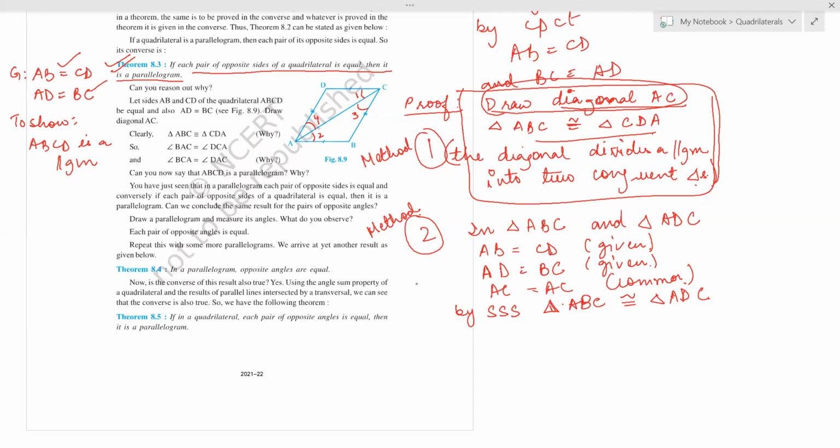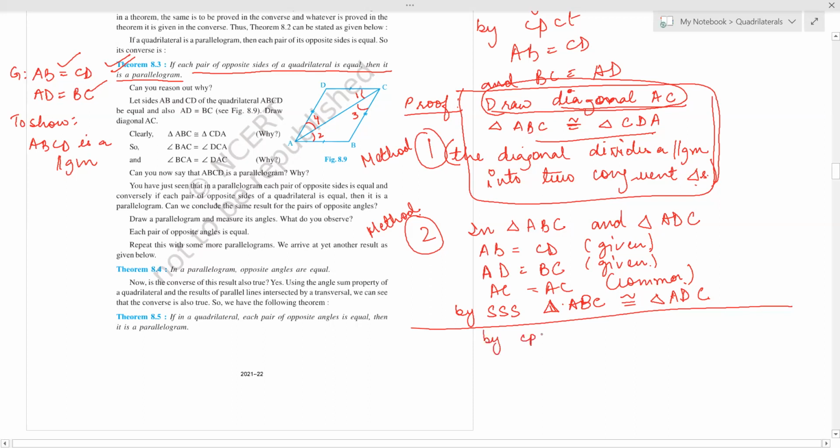Okay. So far we have proved that the triangles are congruent. First thing. Now we have to show that ABCD is a parallelogram. So what we will do here is, since the triangles are congruent, can we say by CPCT angle 1 is equal to angle 2? Yes.